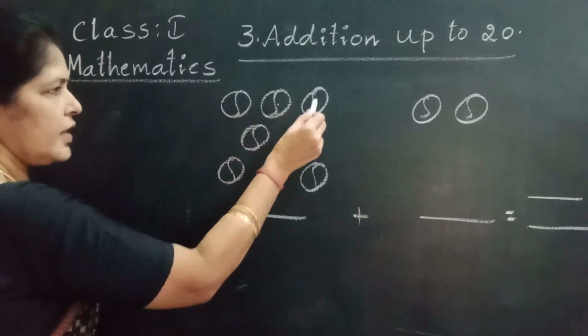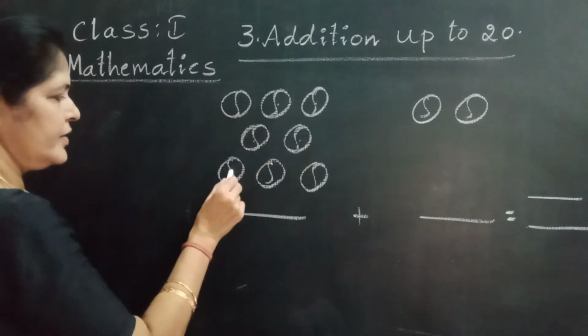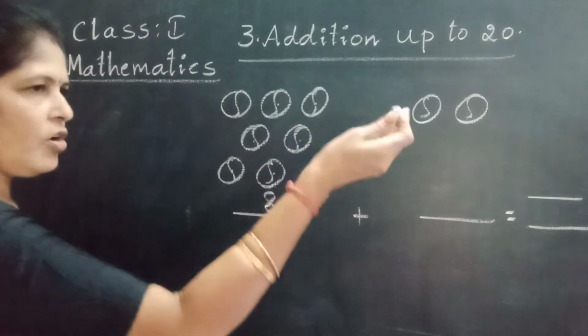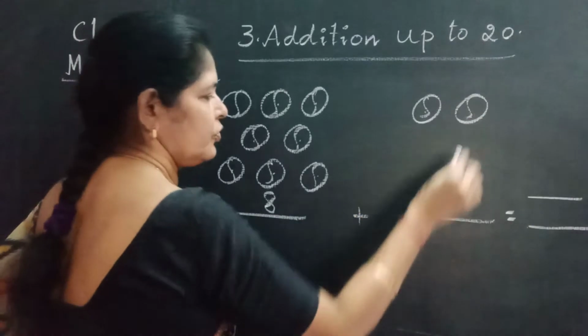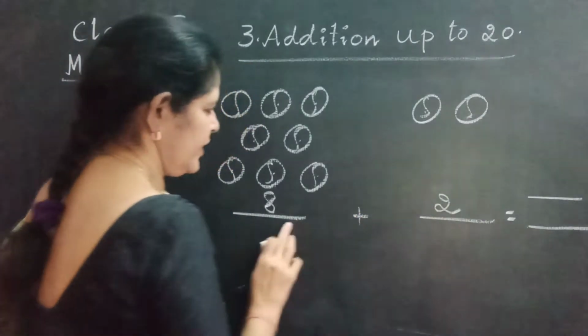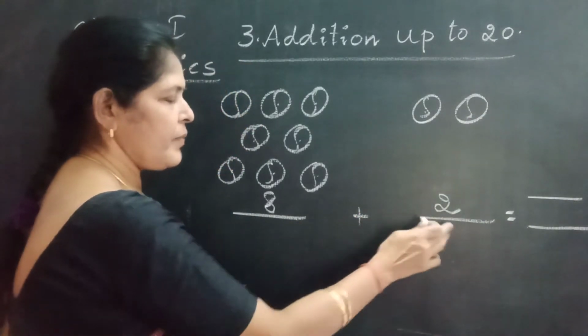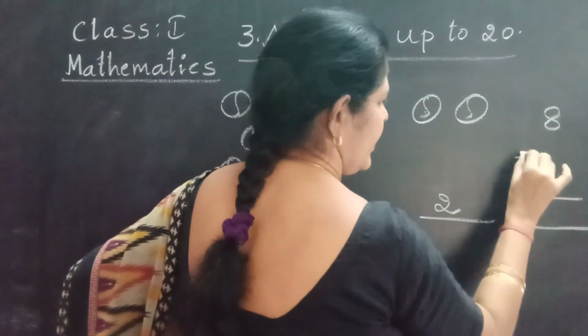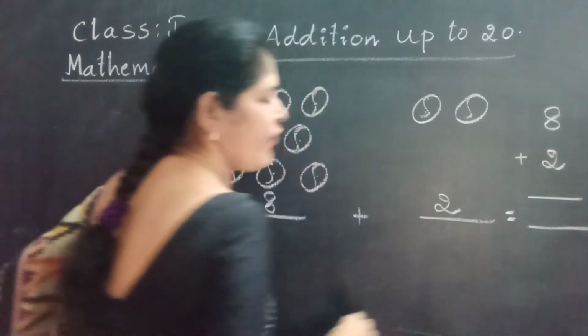1, 2, 3, 4, 5, 6, 7, 8. Write number 8. Now go to there. 1, 2. Write number 2. Here the addition fact is 8 plus 2. Write the 2 numbers one below the other. 8 plus 2. Now find the total.